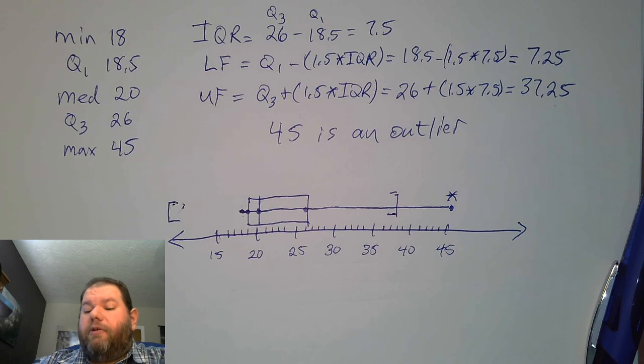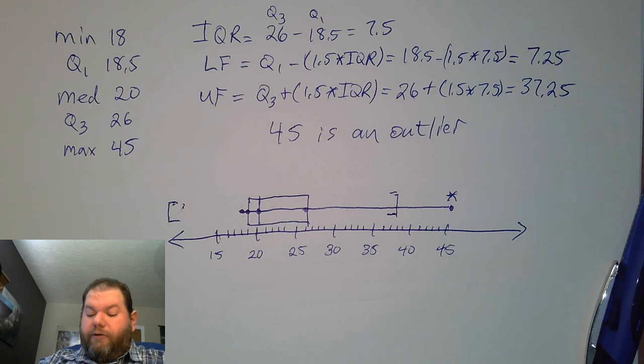I don't know. It's a little bit spread out because the box itself is not all that small. I would say it's a little bit spread out. It's pretty close to being even, but not quite. And I think that matches what we calculated before.